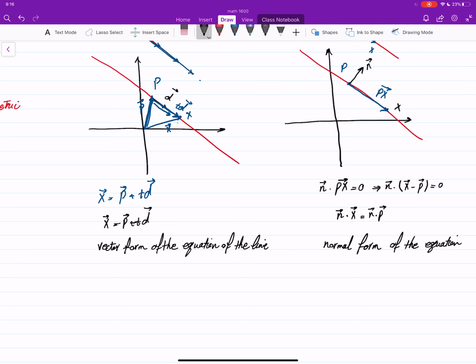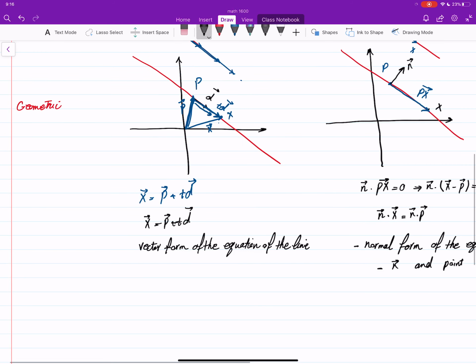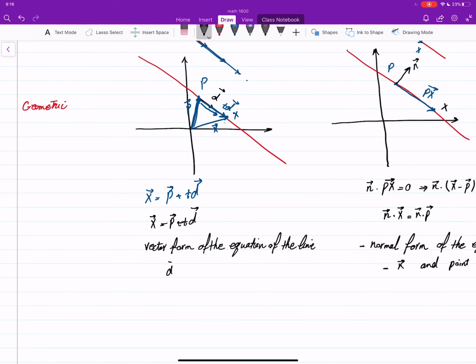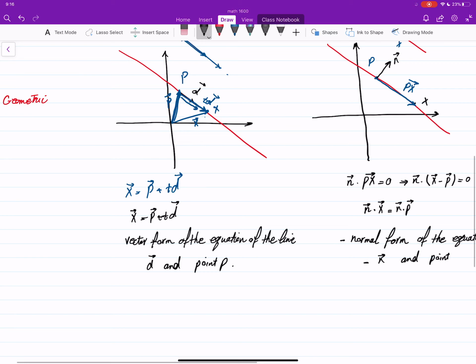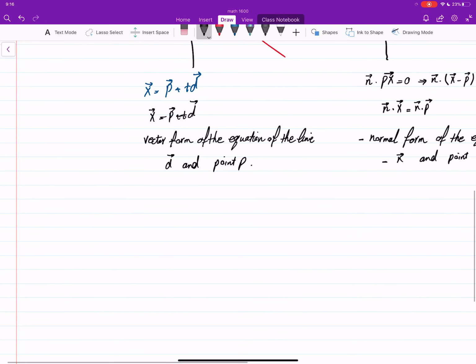Well, as you can see, to write the normal form we need a normal vector and a point. For the vector form, we need a direction vector and a point. So then you can write these equations: two different equations, each one coming from a different world, and both of them describe the line. Okay, let us do an example, keeping all this somewhere handy.